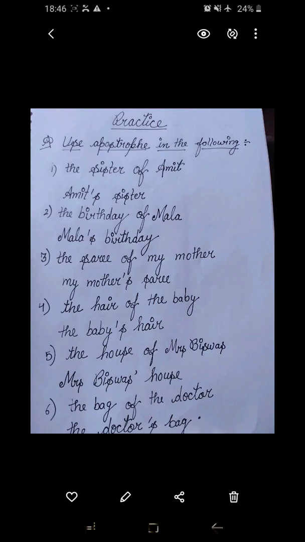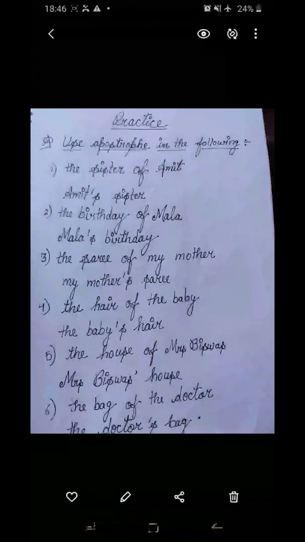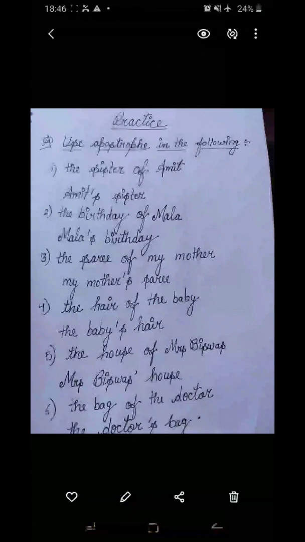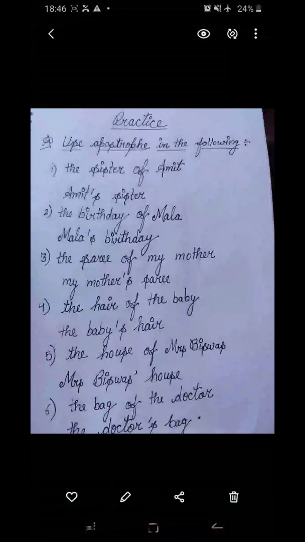After Mala, we have put apostrophe S. The sari of my mother. Whose sari? My mother. My mother's sari. We have to put apostrophe S. The hair of baby. Don't use hairs. Hairs are nothing. Hair is singular, plural are same. The baby's hair. It becomes baby's hair. Baby is singular noun, so you have to put apostrophe S.